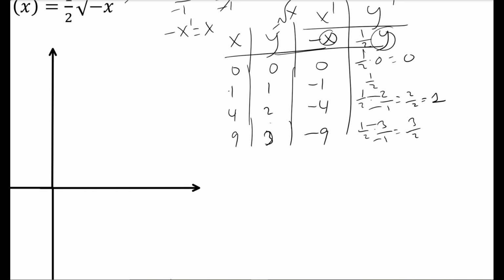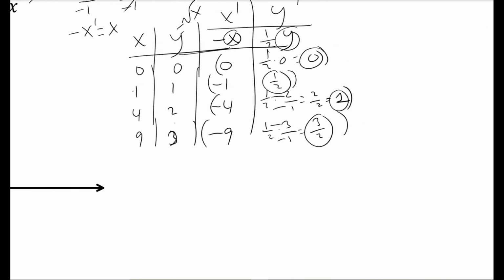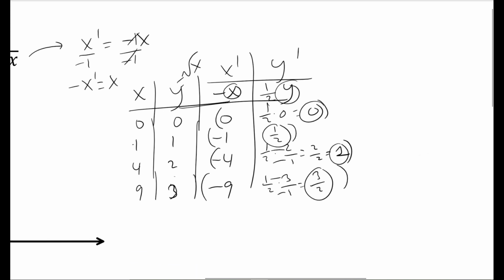All right, so we got our coordinates here. I'm going to go ahead and circle these so that I can use those as my y coordinates. That's the only reason I'm doing that. So we have here 0, 0, negative 1, 1 half. Let's go ahead and graph this.